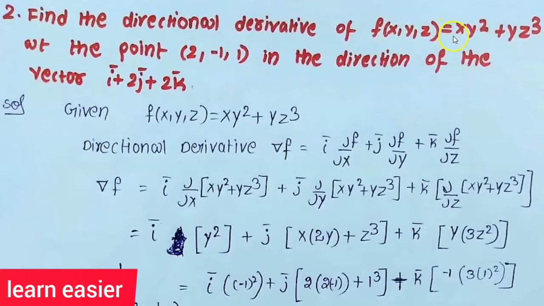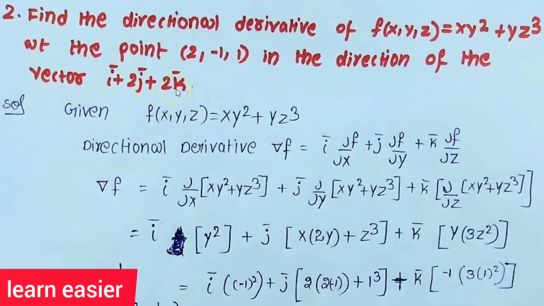f equal to xy square plus yz cube at the point (2, -1, 2) in the direction of vector i bar plus 2j bar plus 2k bar. So the question says that here we have to find the directional derivative for this function. For the directional derivative of a function we need del f, so we have to find del f at the point (2, -1, 1), and in the direction of the vector i bar plus 2j bar plus 2k bar.